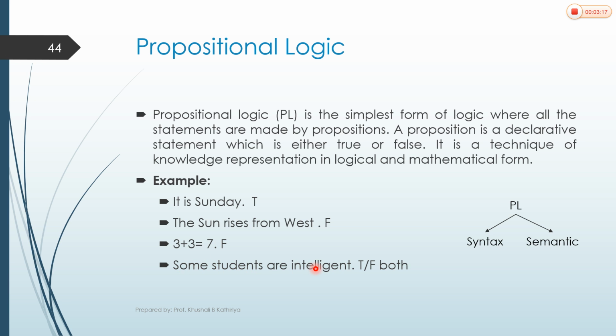Some students are intelligent, it means true, but some are not. The meaning of this sentence is some students are intelligent and other students are not intelligent, so it may be both true and false. So this sentence is not a proposition. We will solve this kind of sentence using FOL. So these three sentences are propositional logic, and this one is solved by FOL, first order logic. Propositional logic has a syntax and semantics.